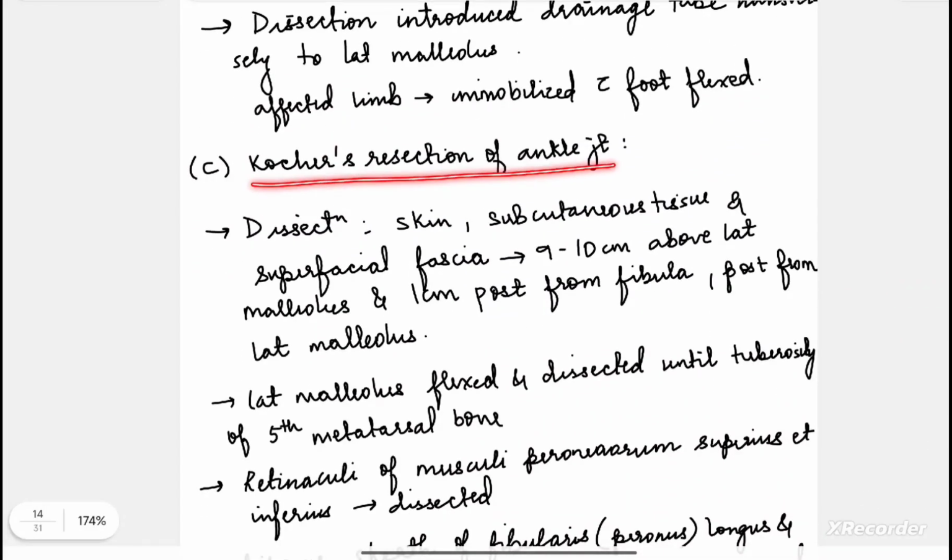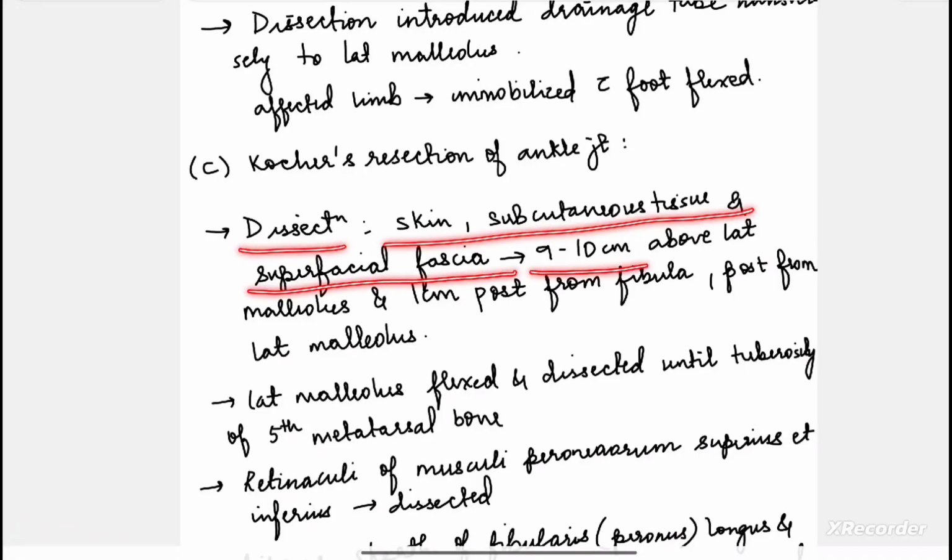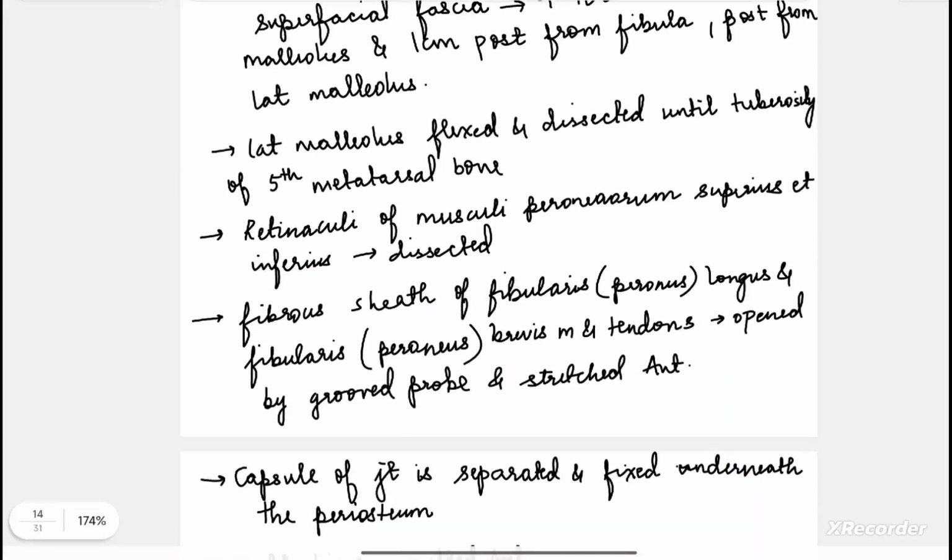Next is Kocher's resection of the ankle joint. Dissection of the skin, subcutaneous tissue and superficial fascia 9 to 10 cm above the lateral malleolus and 1 cm posterior from the fibula, posterior from the lateral malleolus. Lateral malleolus is flexed and dissected until the tuberosity of 5th metatarsal bone.